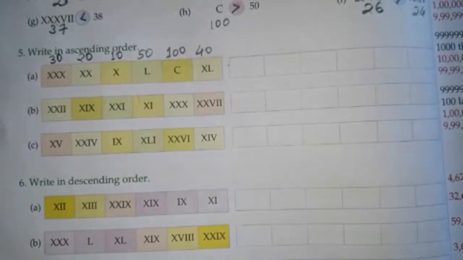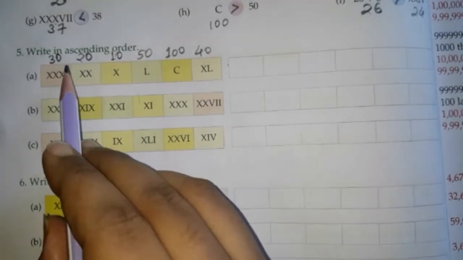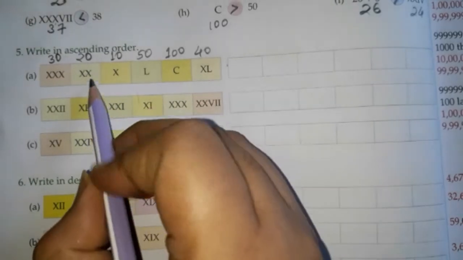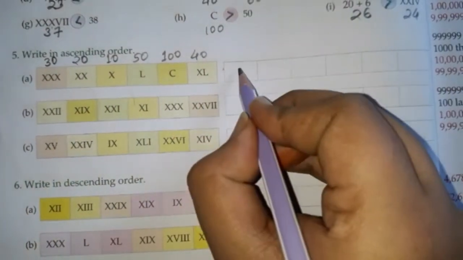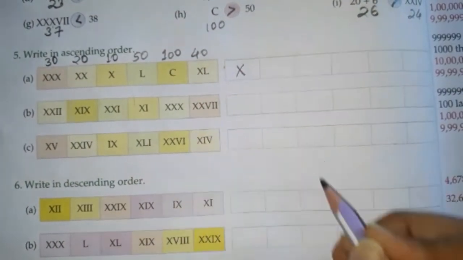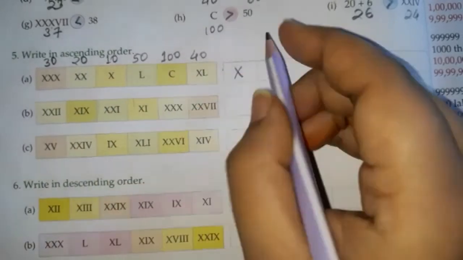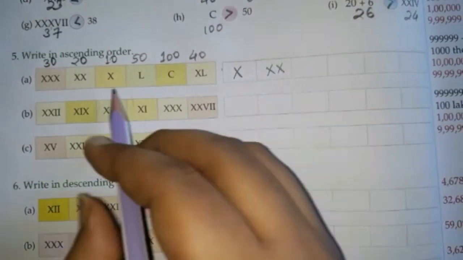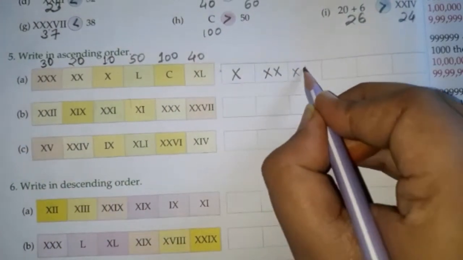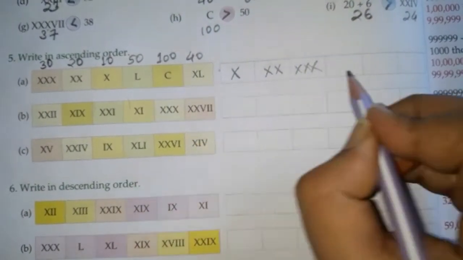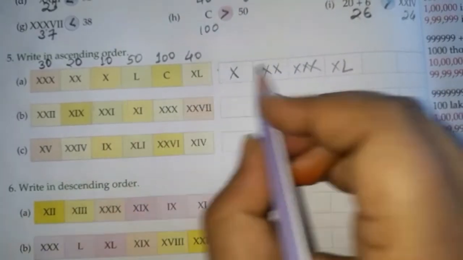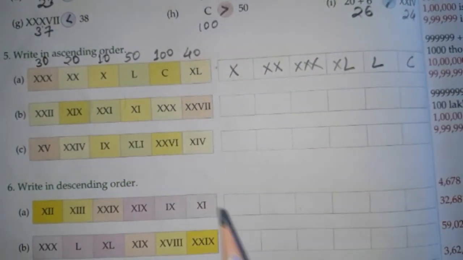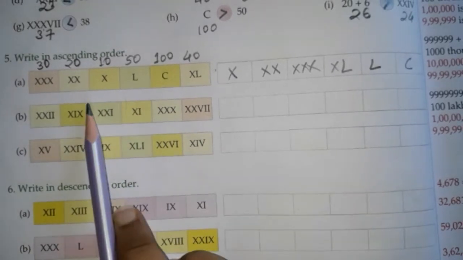Now compare. Which one is smaller? Ascending means to arrange the numbers from smaller to the larger. Which one is smaller? This 10 is smaller. So we'll write X. X means 10. Then 20, double X. Then 30. Then this 40 XL. Then 50 L. Then 100 C. See, we have to write the Roman numerals, not the Hindu-Arabic numerals.